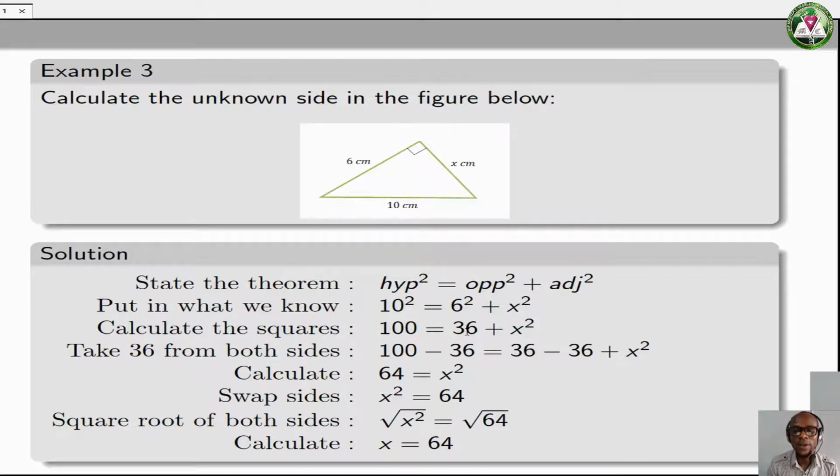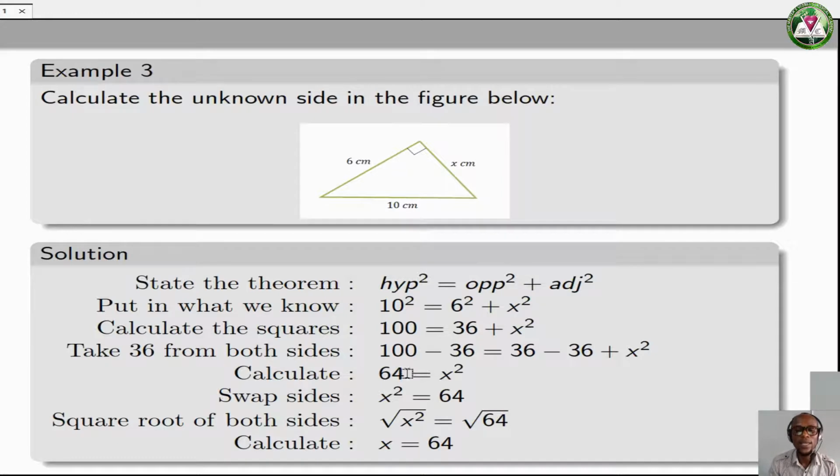The first thing to do here is to get rid of this 36 by subtracting 36 from both sides. On the left hand side of this equation, we're going to have 100 minus 36, and we'll also remove 36 from the right hand side, so we have 36 minus 36 plus x squared. Then we calculate: 100 minus 36 gives 64, and 36 minus 36 goes to 0, plus x squared is still x squared.